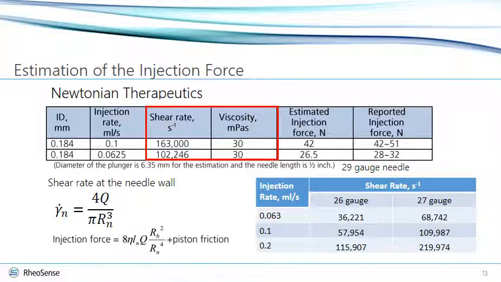Note that the injection rate that is relevant for a specific application is going to be strongly dependent on the size of the needle. As you can see in this table, with two different gauge needles, we cover a wide range from 36,000 to 220,000 inverse seconds. And we need to be able to characterize viscosity at these large shear rates.